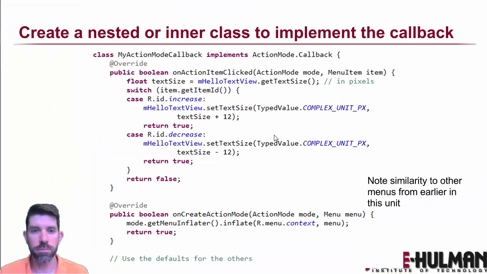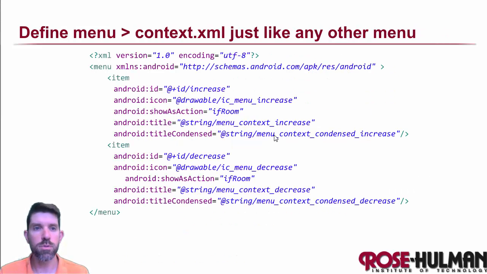Okay. So back here, we're going to be making this inner class. That's where we're in the middle of doing right now. Let's move forward. The next thing is going to be to define the context menu. So let's take a look at it here.